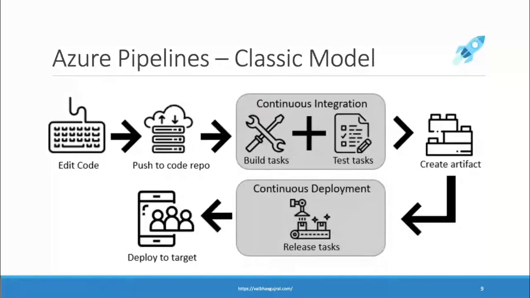Builds are used for continuous integration where code can be built and tested and an artifact is produced as the outcome of the build process. The artifact triggers the release process, which picks up the artifact and deploys it to the appropriate targets.